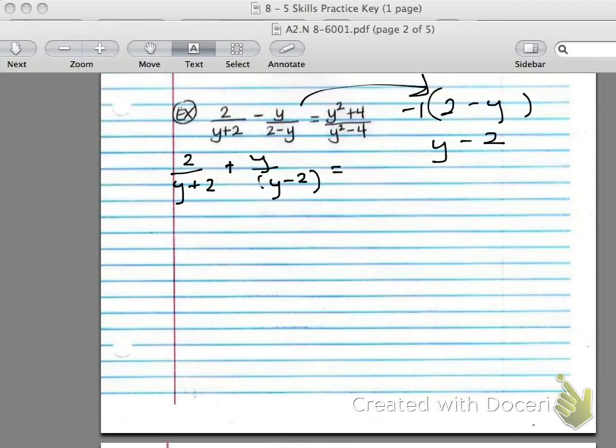Equals, now we can factor some, right? Can I factor anything with the y squared plus 4? No, because there's no such thing as sum of squares. So I can't do anything with that, so that's just going to stay y squared plus 4. And then on the bottom now I have difference of squares, which is y plus 2 times y minus 2. I'm going to go ahead and get rid of this now, since we already understand what we did there.